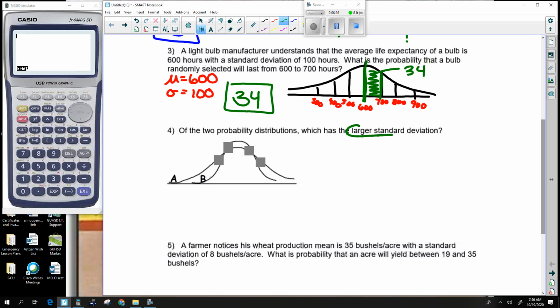Okay, the larger standard deviation, that means the standard deviation is the width, and so the larger one would be A.